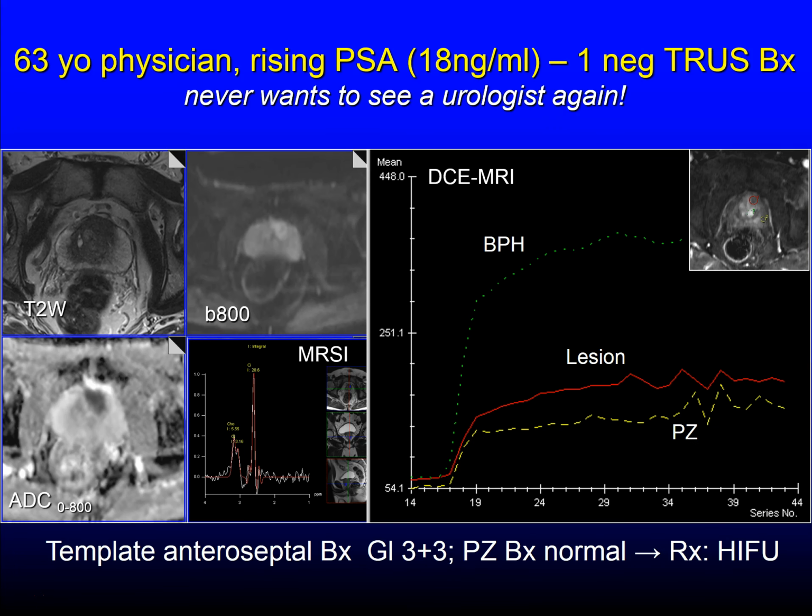Let's start with a patient. You can see this is a 63-year-old physician who has a rising PSA, currently 18 nanograms per ml. He's had one TRUS-negative biopsy, and this is what he said to me: "I never want to see a urologist again." His wife came to me. She said, "Please find his cancer.